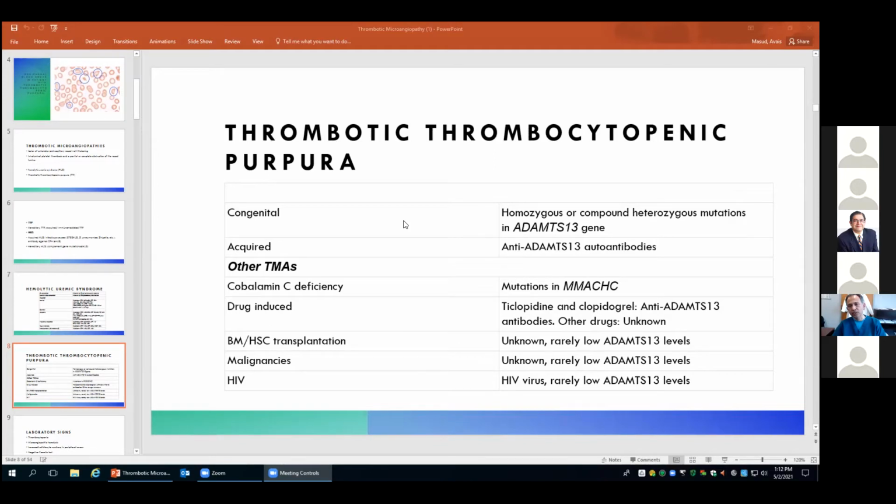And there are some other conditions which can cause TTP, like very, very rare cobalamin C deficiency. And not so uncommon is drug-induced, and ticlopidine and Plavix are common medications. And after an allogeneic stem cell transplant or bone marrow transplant, it can happen. It all happens because some antibodies are formed against that ADAMTS13 enzyme. Malignancy can cause that, or HIV can cause that.